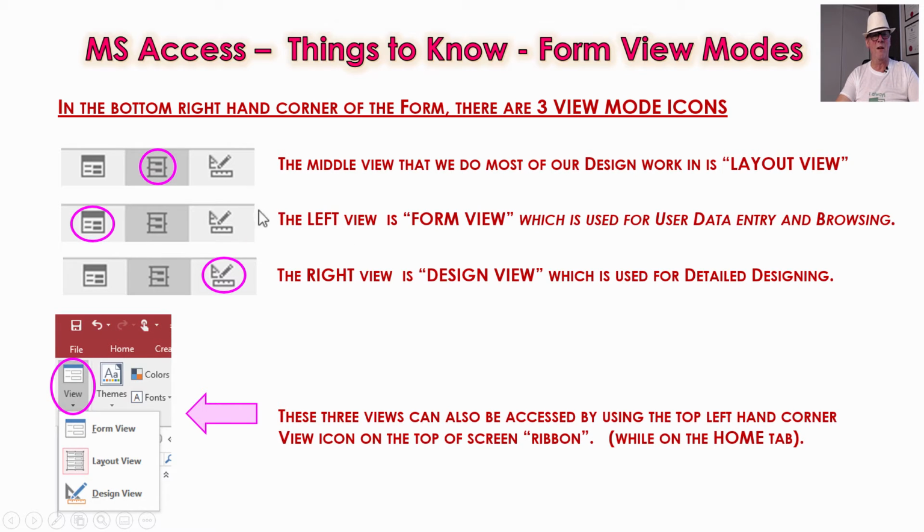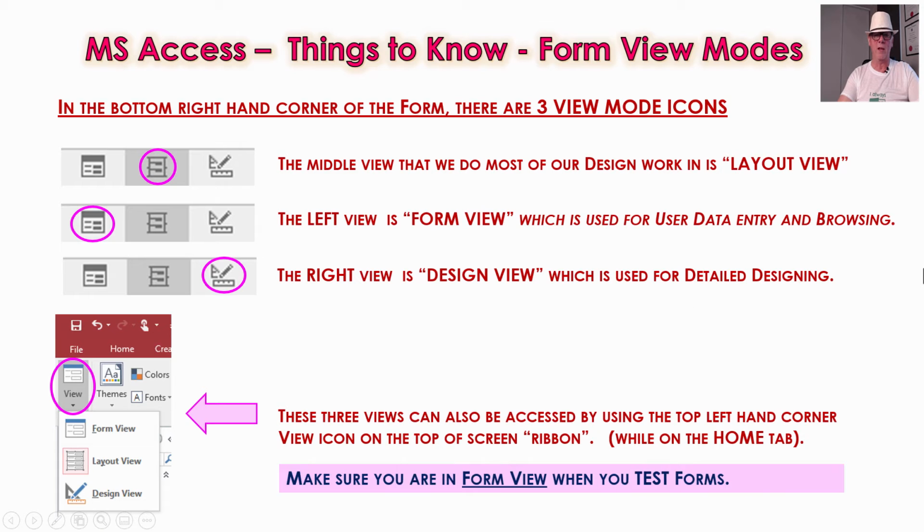You can also get to these different views. If you're on the home tab up the top here, there'll be a view, and you can just click this down arrow triangle and go to form view, layout view, or design view there. But we find it easiest just to go down to the very bottom right hand corner of Access, where the bottom bar shows these three, and click one of those quickly. Now make sure you're in form view whenever you're testing the forms, okay, because that's the end view that the client is going to see.